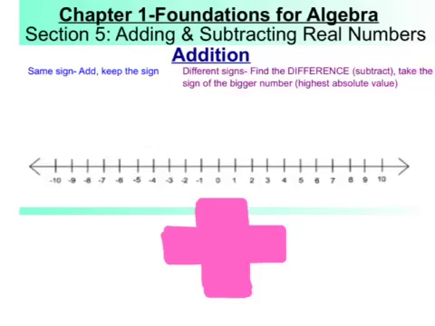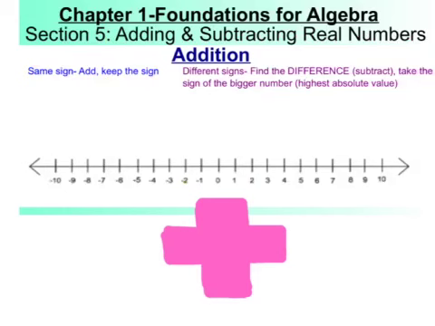So we're going to title the page Chapter 1, Foundations for Algebra, Section 5, Adding and Subtracting Real Numbers. Now you should have cut out a plus sign in colored construction paper. You pick your color. A plus sign that's big enough to fit some information about adding real numbers. So underneath this plus sign, you're going to write same sign, add the numbers, keep the sign. Same sign, add, keep the sign.